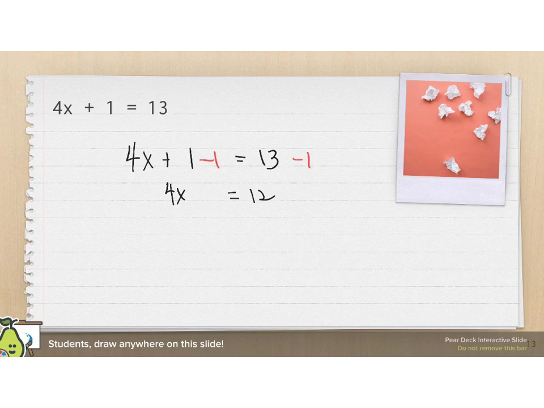And again, the goal is to get x by itself, and right now the 4 is bothering the x. The 4 is multiplied by the x. I want to undo that by dividing by 4. And I need to divide both sides by 4. So then x equals 12 divided by 4, which is 3.